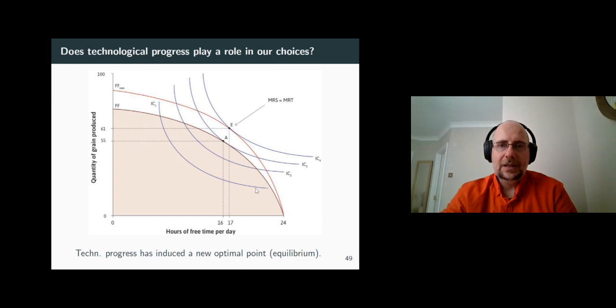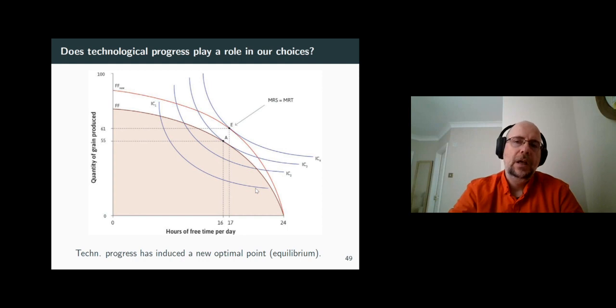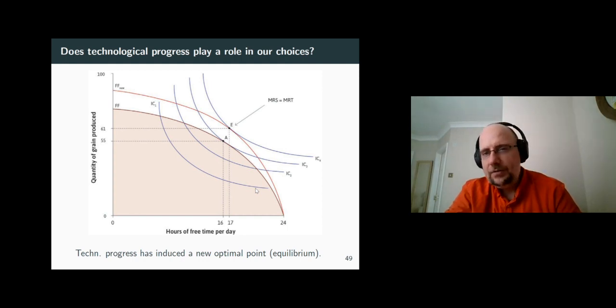What we've seen now is an example of how outside factors change consumer equilibrium. In this case, it was technological progress. But the world is full of outside factors. So outside factors are typical to the models we use to explain consumer behavior. A very important one is the price change and also income.